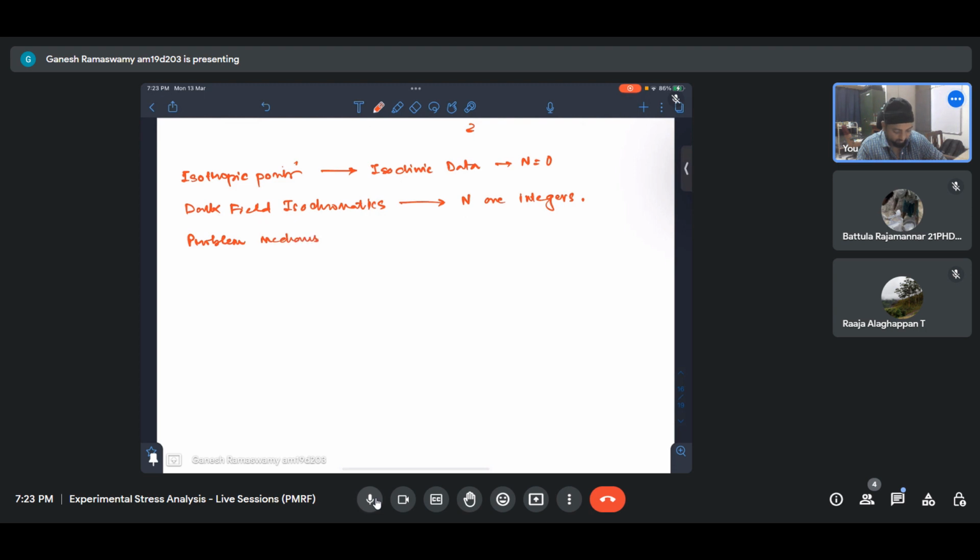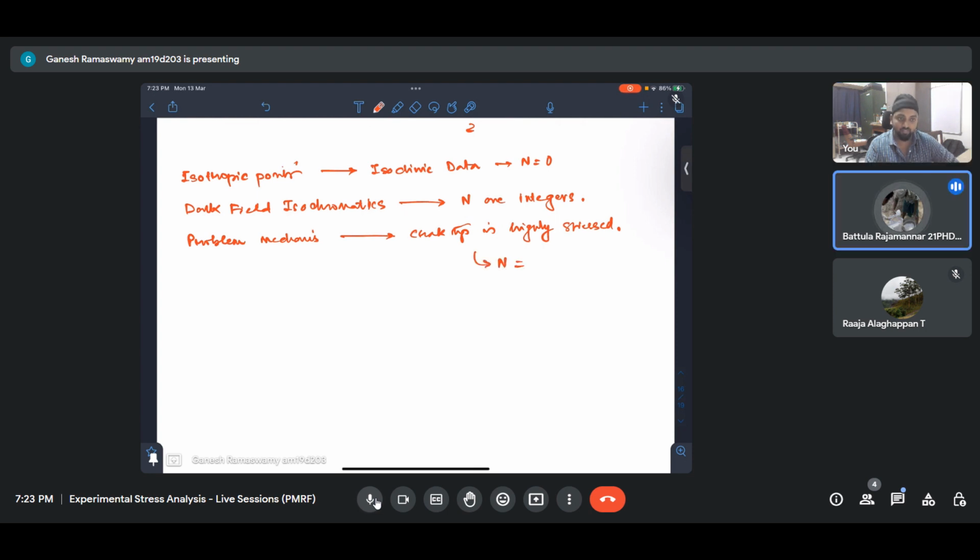We know that the crack tip is highly stressed. Now, if the crack tip is highly stressed, sigma x, sigma y is very high. So naturally, sigma x, sigma y, tau xy is very high. Naturally, sigma 1 minus sigma 2 is also very high, which implies that my fringe order at that point will be quite high.